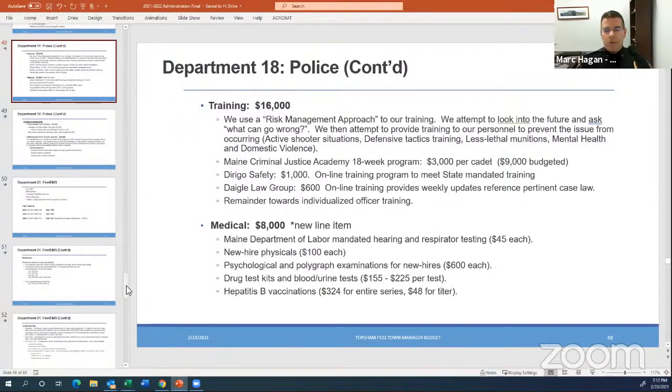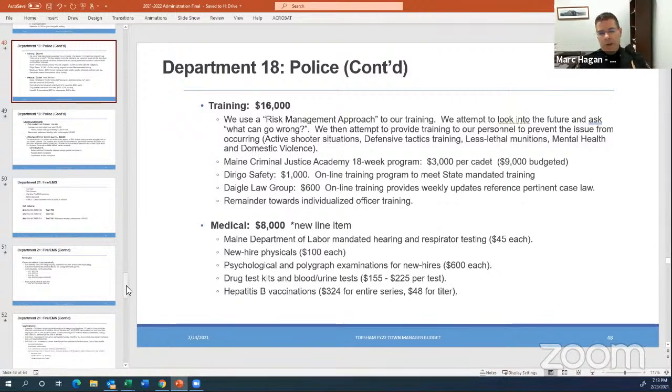The medical line, that's a new line this year. Basically what this is going to cover are Department of Labor mandates. We're supposed to have hearing tests every year, or at least offer hearing tests to our officers. With the start of COVID, all the officers are mandated to have N95 masks, and officers have to be tested for that annually. We have new hires that we're looking to bring on. They have to have medical tests.